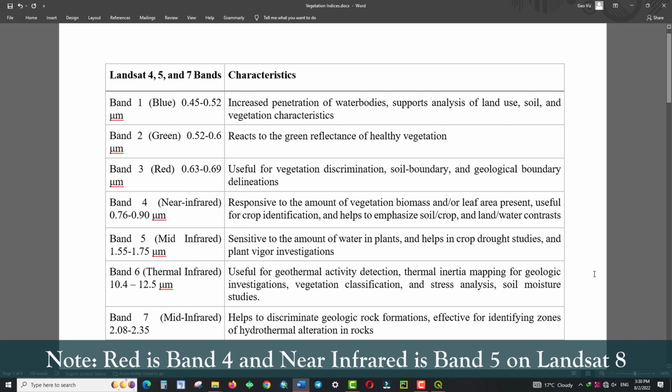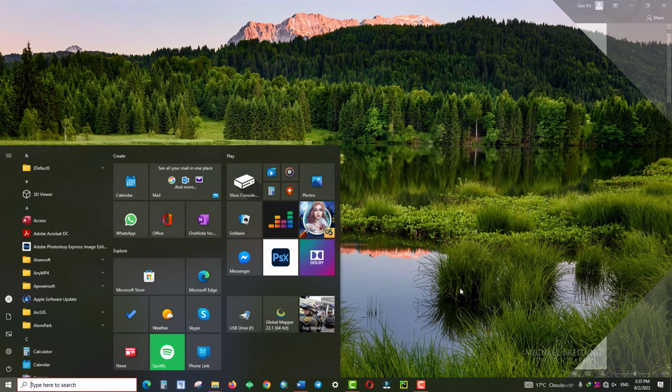Near-infrared, which ranges from 0.76 to 0.90 micrometer, is responsive to the amount of vegetation biomass and leaf area present, useful for crop identification, and helps to emphasize soil-crop and land-water contrasts. It is band 5 in Landsat 8.